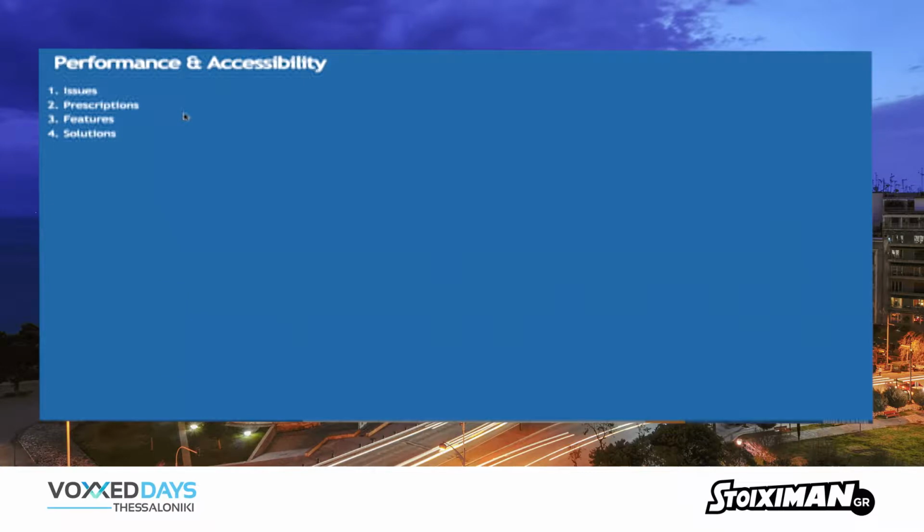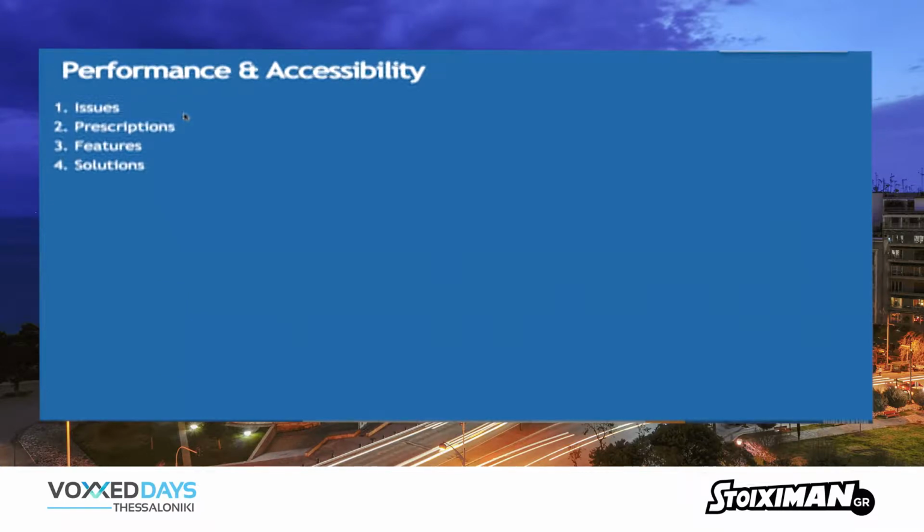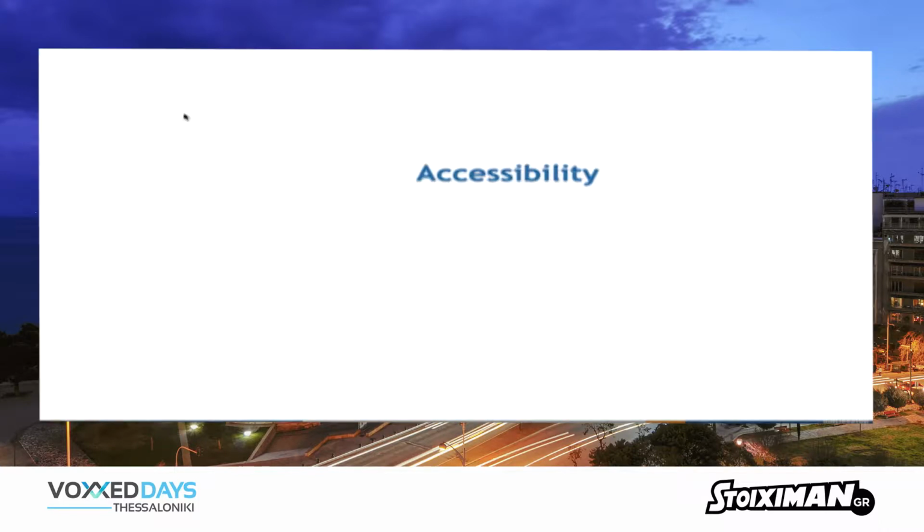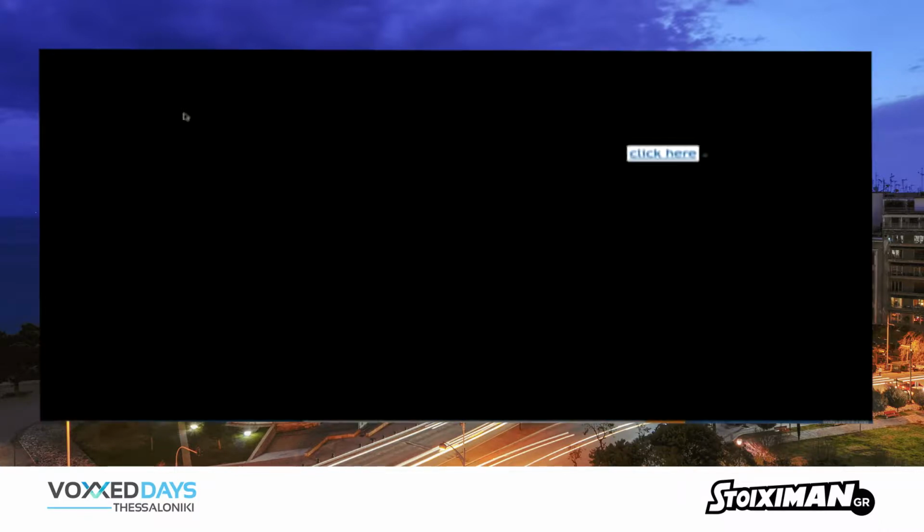Let's make this bigger. So I'm going to talk about performance and accessibility and how basically using web standards you can make your site accessible and fast. So I'm going to talk about issues and the prescriptive solutions to those issues, and then some features that I had to create and the solutions that I discovered that were actually very performant and completely accessible without any additional work on my part. So let's talk about accessibility.